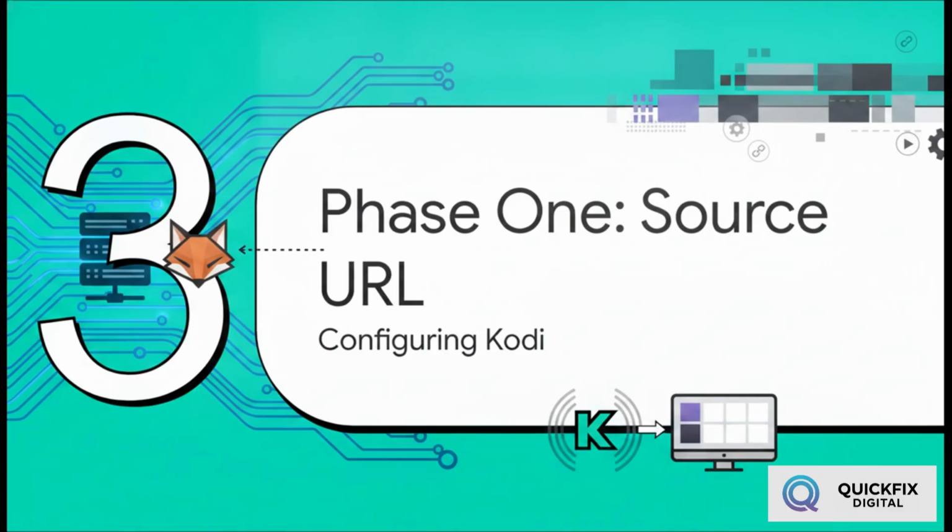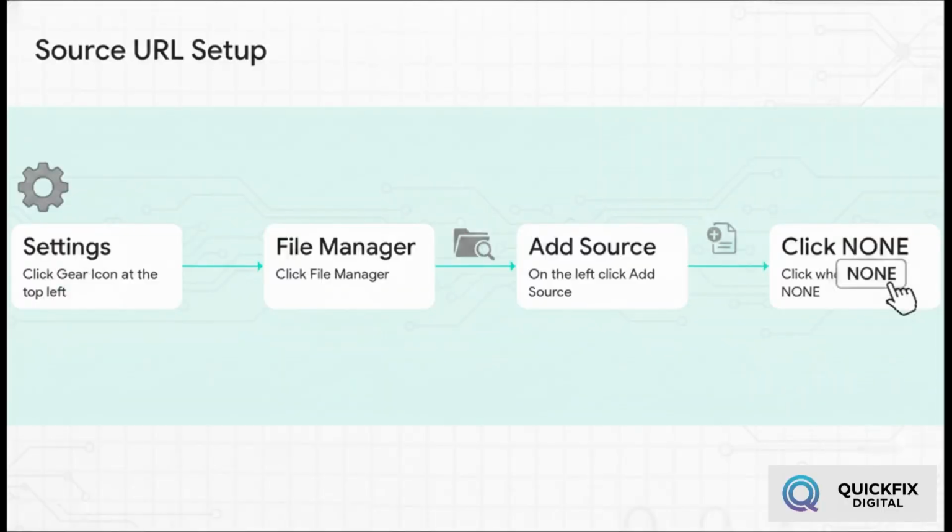Let's get our hands dirty. Section 3. Phase 1, Source URL. It's time to configure Kodi to access the SlyGuy repository. To kick things off, you'll want to click the System Settings gear icon. You'll find that right at the top left of your main screen. From there, just head straight into the File Manager, click Add Source on the left side of your screen, and when the dialog box pops up, simply click exactly where it says None.